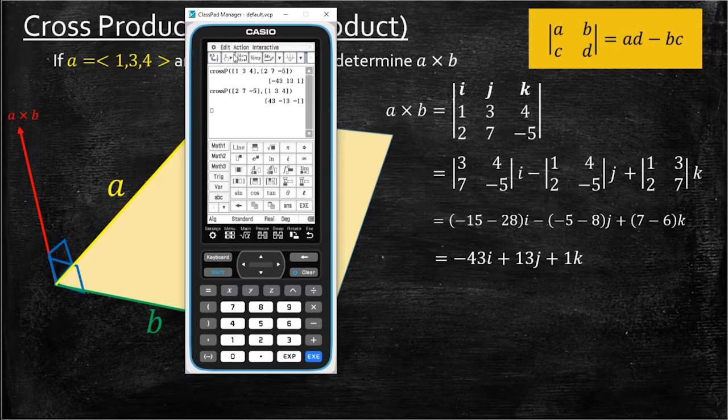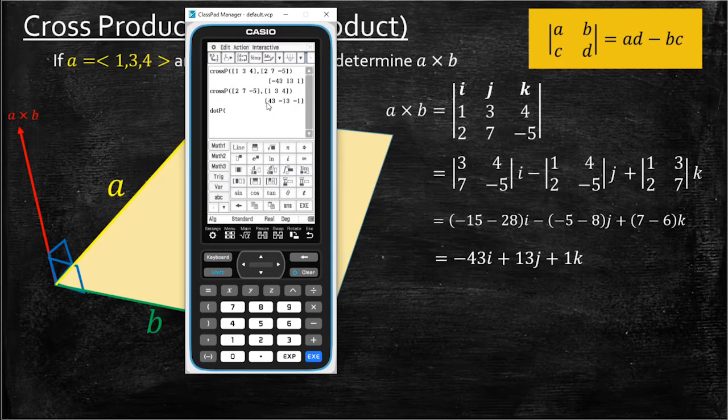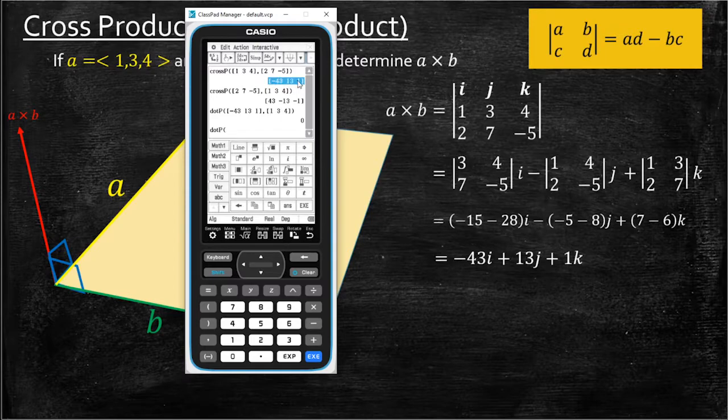Now just quickly, let's see what the dot product is between those vectors, because the dot product between A cross B and the original vectors should be 0. So that's A cross B dot A is 0. And likewise, we can do the same thing with the dot product and B. That should also give us a result of 0 if we've done it correctly, because the cross product is normal to both of the original vectors, which we can see over here.